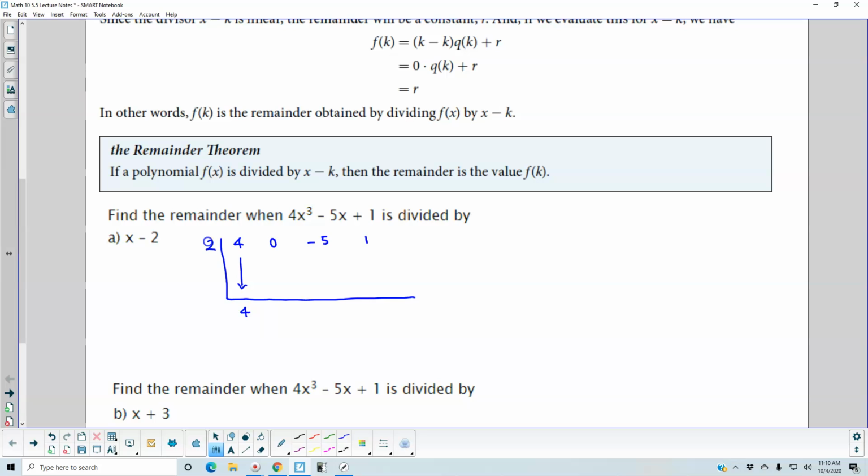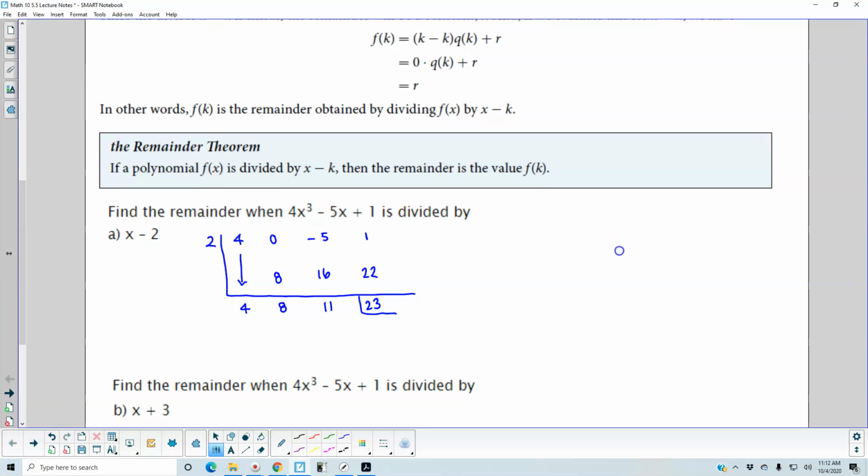So 2 times 4 is going to give us 8, and 0 plus 8 is going to give us 8. 2 times 8 gives us 16. 16 minus 5 gives us 11. 2 times 11 is 22, and 22 plus 1 is going to give us 23. So here we see that the remainder is 23.